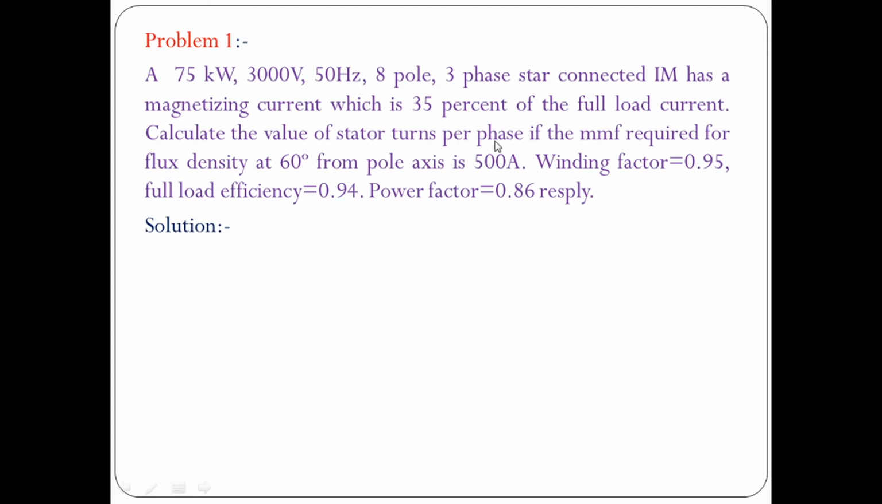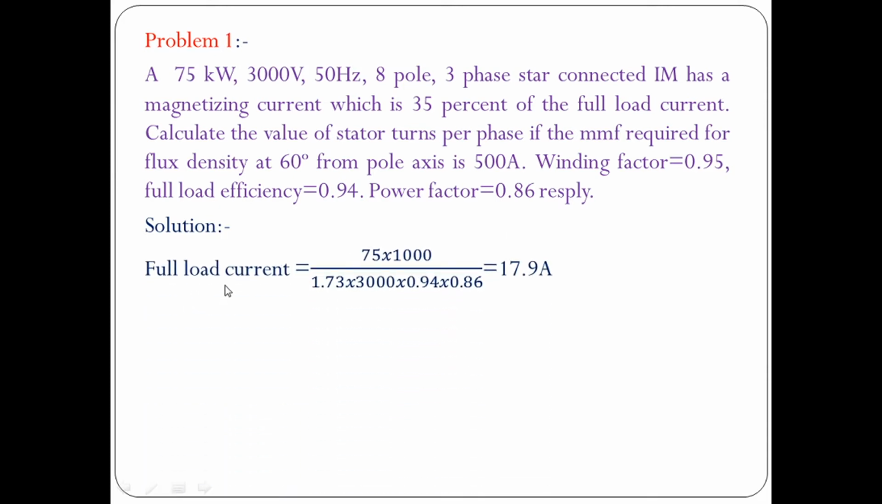Calculate the value of stator turns per phase, that is TS, if the MMF required for flux density at 60 degree from the pole axis is 500 amps. So we need to calculate the stator turns per phase, that is TS. The MMF required for flux density at 60 degree from the pole axis is 500 amps. The winding factor is given as 0.95, the full load efficiency is 0.94, and the power factor is 0.86.